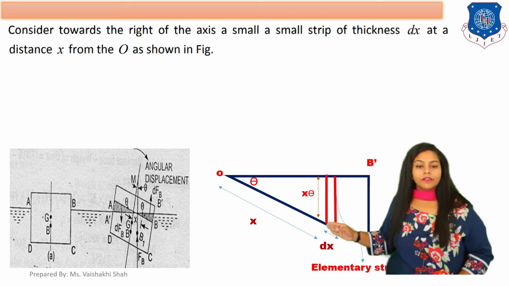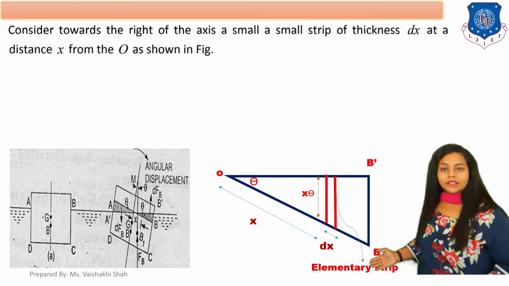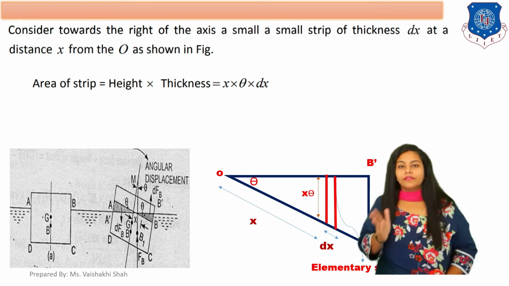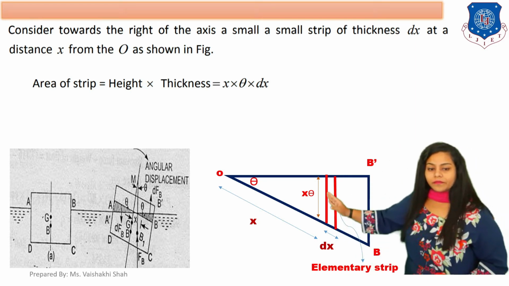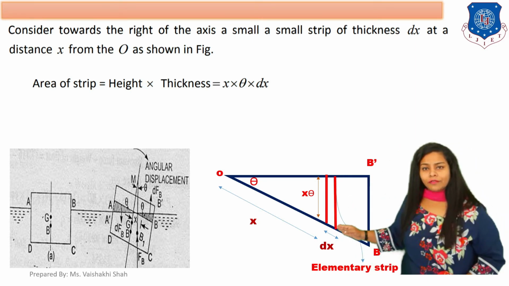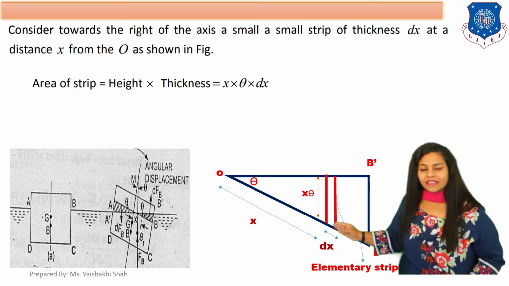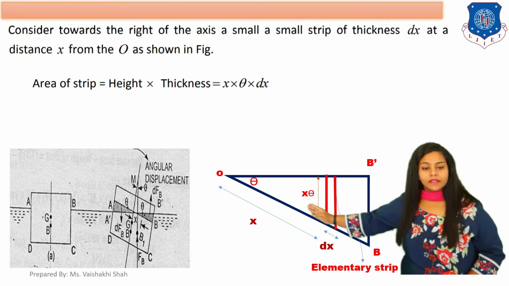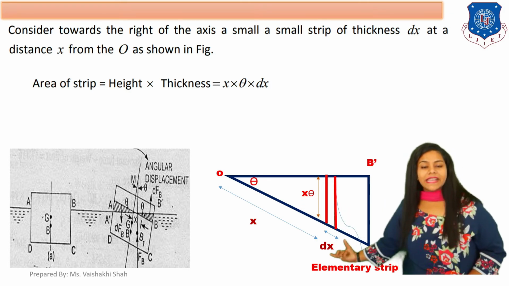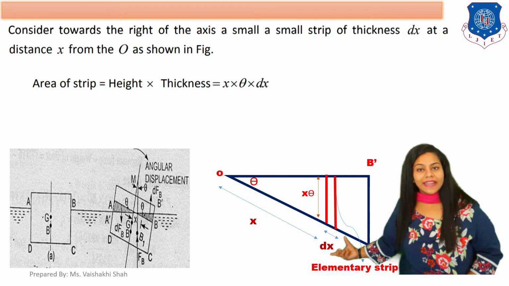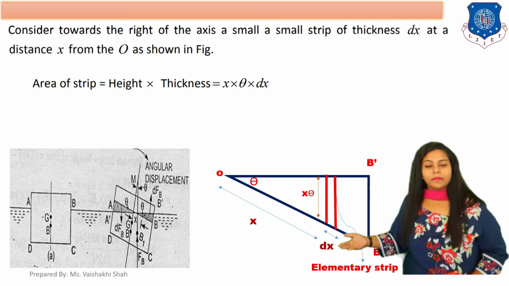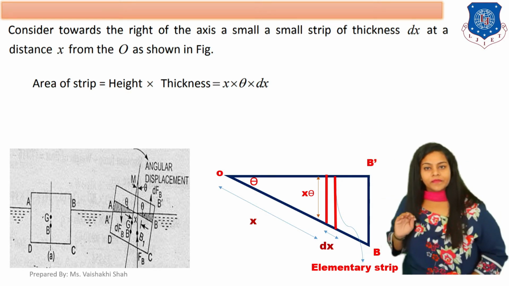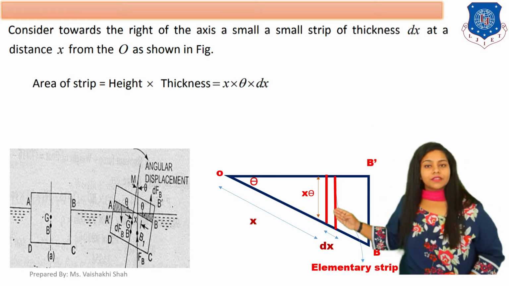So now for this elementary strip, if we have to find the area, the area is height into width. What is the height of this strip? That is x theta. What is the thickness of this strip? That is dx. So the area of this strip equals x into theta into dx. Clear? That is the area of a single strip.